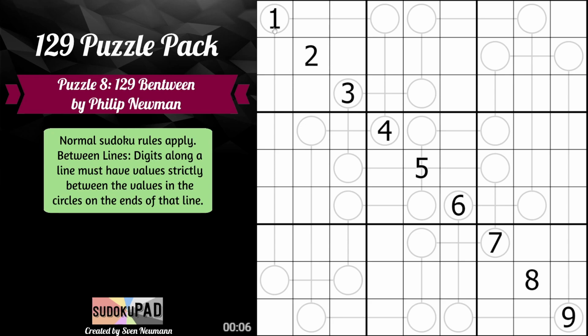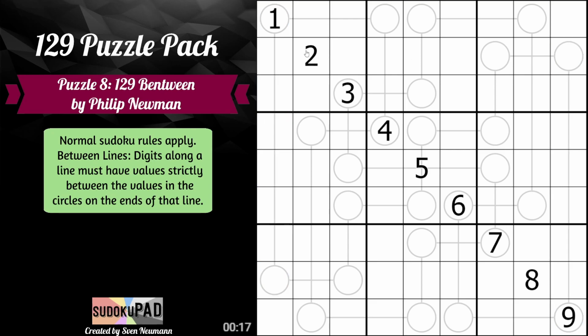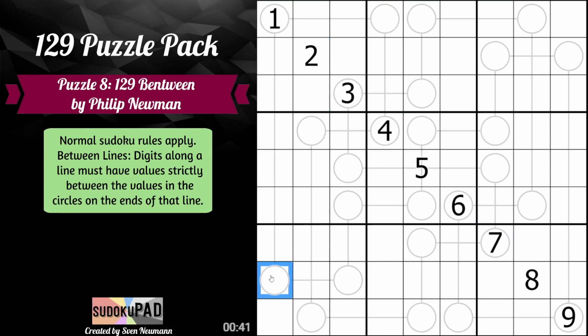Right off the bat, I'm noticing these very long between lines. And again, Philip has been nice enough to provide us a guide here. What we have is this beautiful right triangle, and we see that at a minimum, this digit has to be 8 because we need to fit 2, 3, 4, 5, 6, 7, or maybe 2, 3, 4, 5, 6, 7, 8 on the line. And actually, we could put 8 on this line because this is 8 or 9. It cannot be 8, so it must be 9.